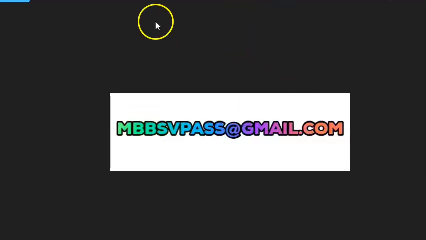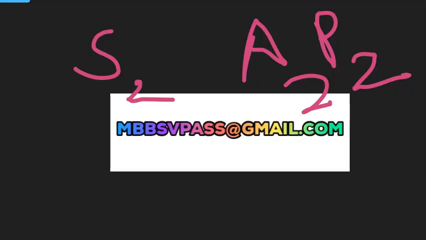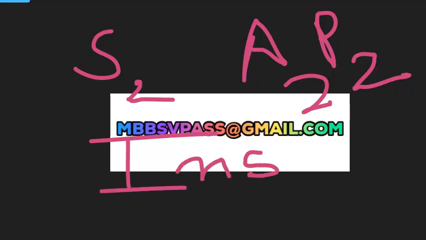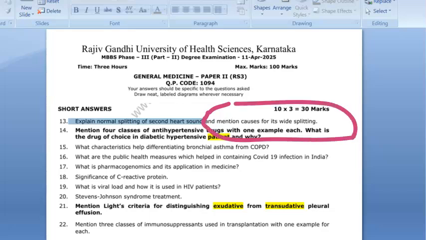So, guys, we have finished the first part of the question. Normal splitting of S2. Okay, so you will say that S2 is because of A2P2, that is aortic valve closure and then the pulmonary valve closure. And the normal split in this is due to inspiration. Okay, this much you have written now, correct? So normal splitting of second heart sound explained. You will get 1 mark there. Now, mention causes for its wide splitting.